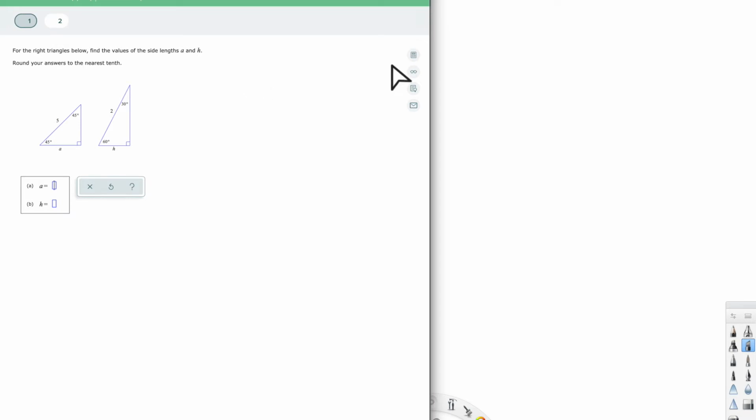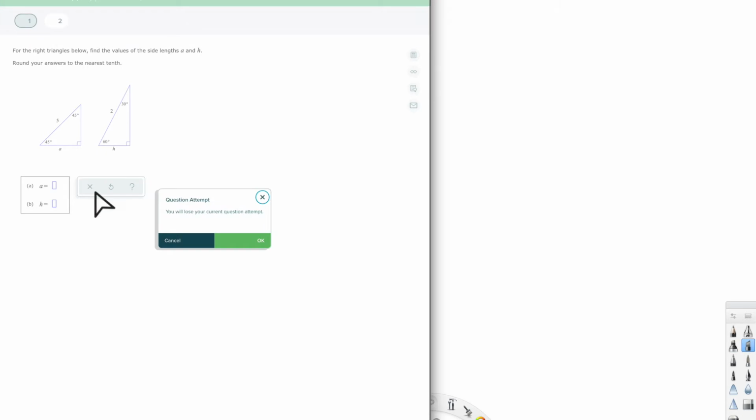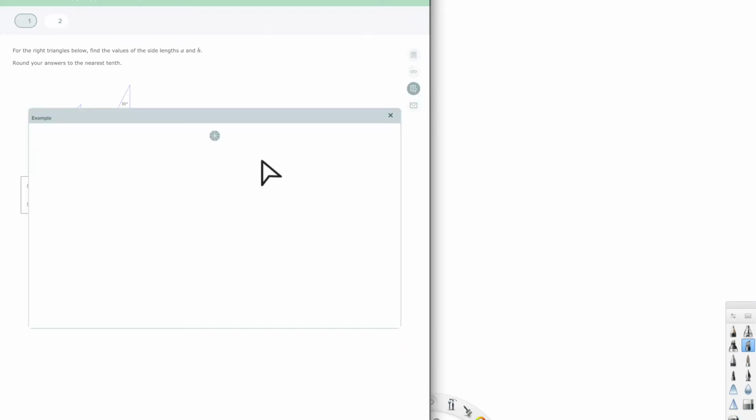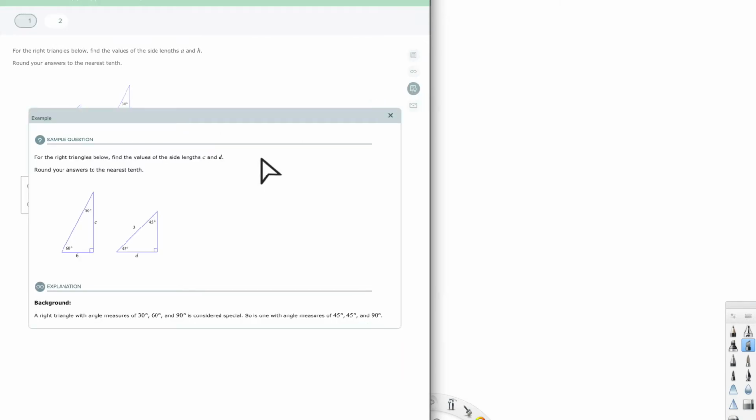On the side here, we always have explanation, example, and message center. Sometimes we have the calculator open. So explanation tells me I'm going to lose my question attempt because it's going to give me the answer to this question. So it's not going to give you the answer and then let you come type it in. Example, though, will give you a very specific example for what we're doing.